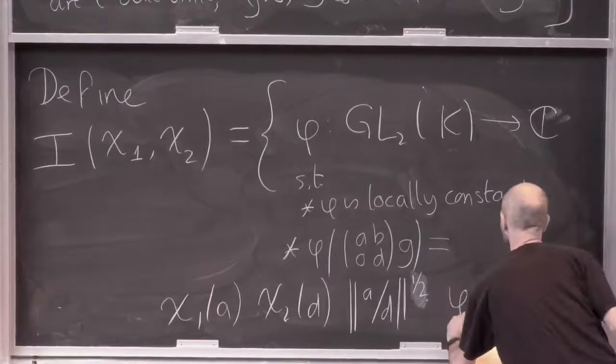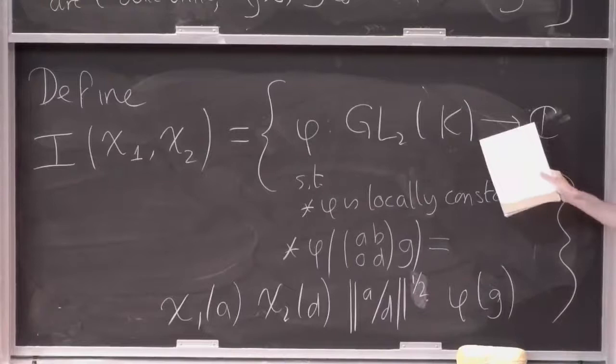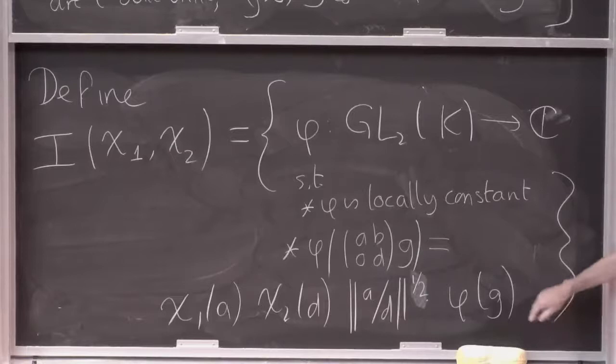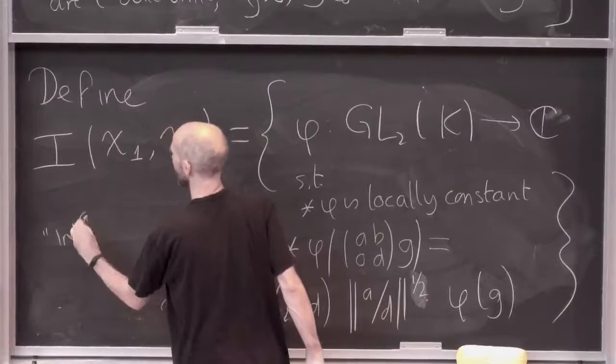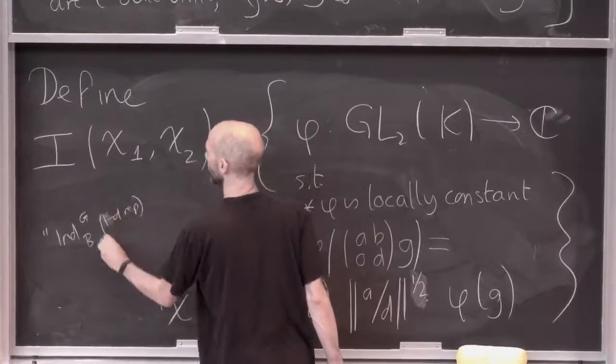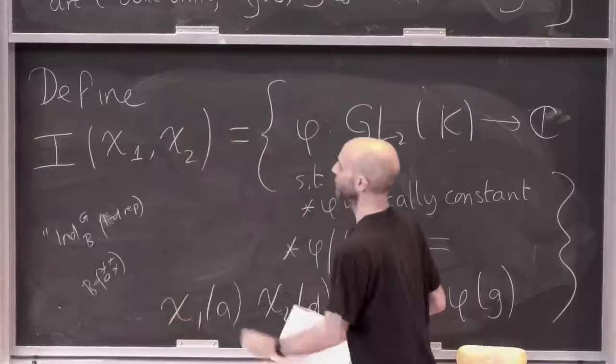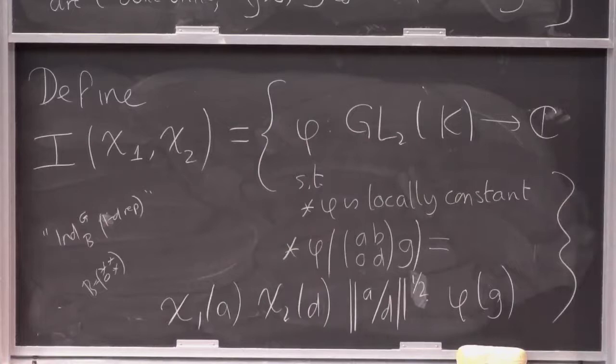So it's not all locally constant functions on GL2 of K. It's locally constant functions that satisfy some kind of compatibility when you multiply on the left by an element in the upper triangular matrices. So you should think of this as induction from B to G of some one-dimensional representation, where B is (star, star; 0, star). If you know about induction, when you induce from an infinite index subgroup, you're probably going to get an infinite dimensional representation. So there's a complex vector space.